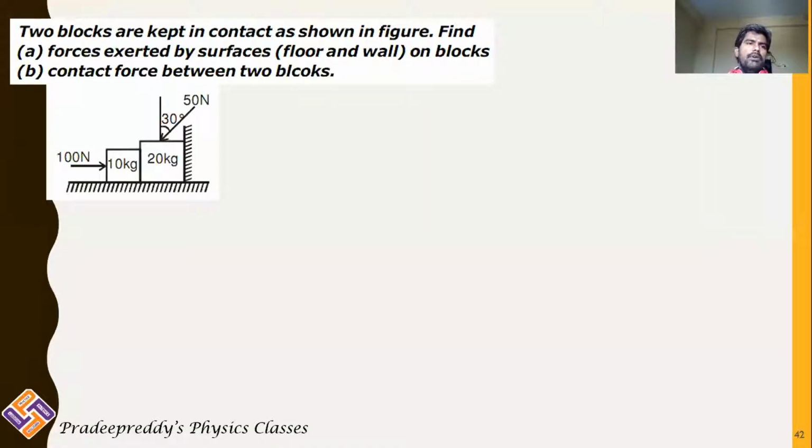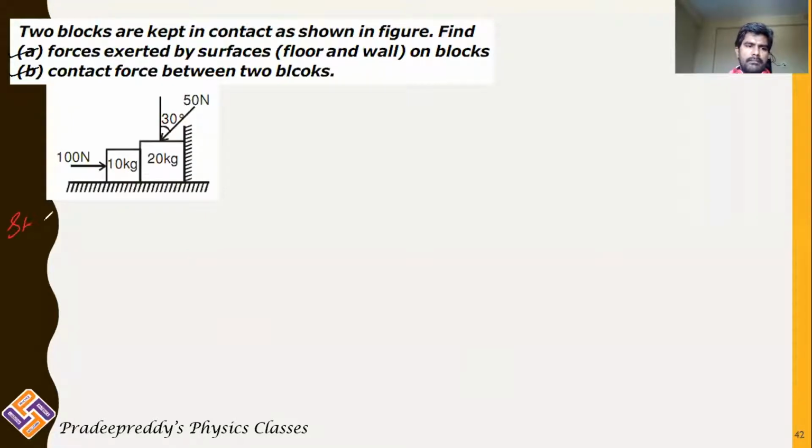You have two blocks which are kept in contact as shown in the figure. Forces exerted by the surfaces on the blocks. You should find out what the forces exerted by the surfaces on the blocks are, and the contact force between the two blocks. So you should find the normal reactions, the wall force, and the contact force between 10 kg and 20 kg. So we will go with the stepwise procedure which we discussed yesterday.